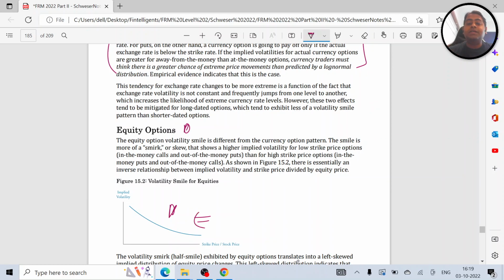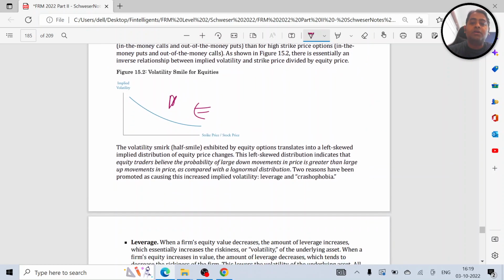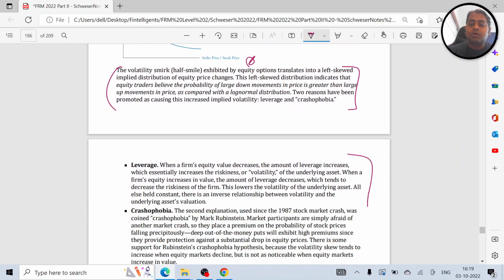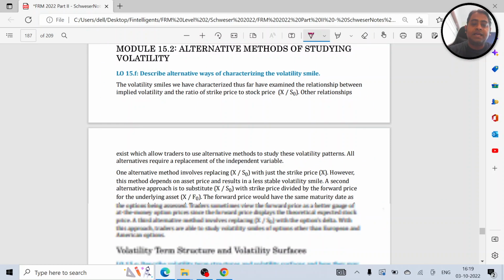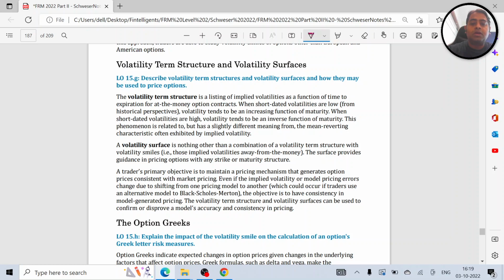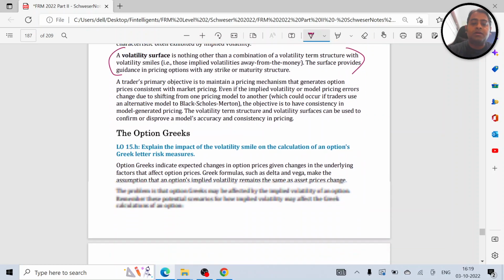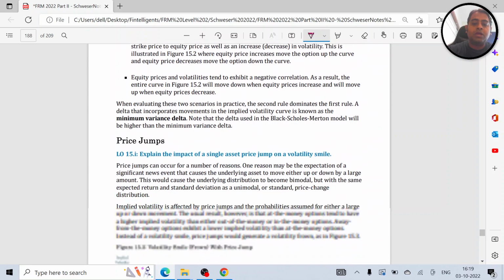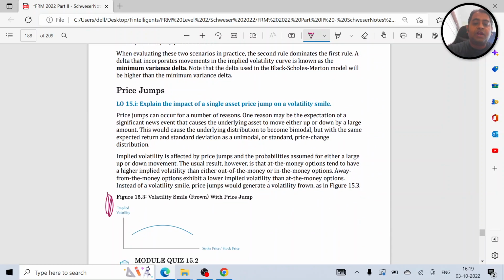Again, you should read this chapter from the Gurbook. Very good conceptual based, they have given it. Okay, these two, crashophobia, leverage, very, very important. They have been tested in the exam. Volatility term structure is okay. What is volatility surface? You should be clear. Greeks part is also okay. Price jump, frown, that part. Why do we see that?